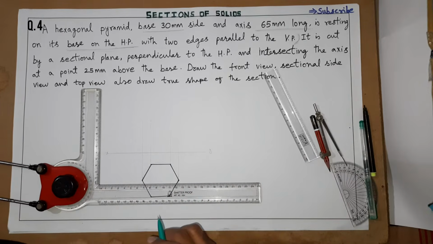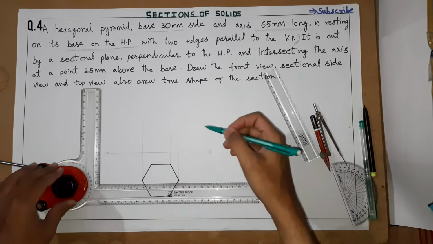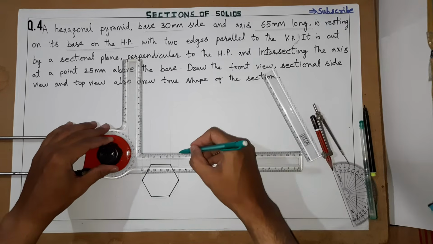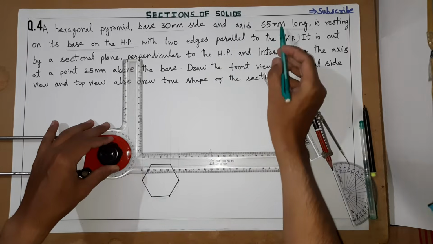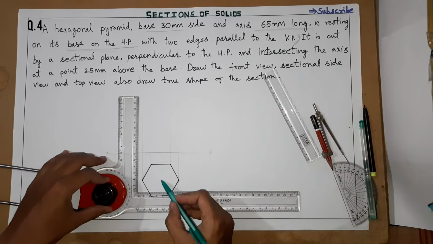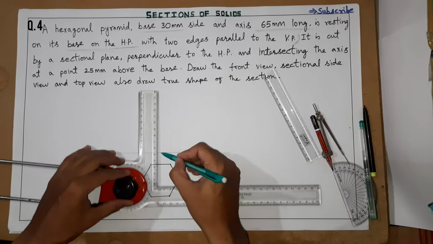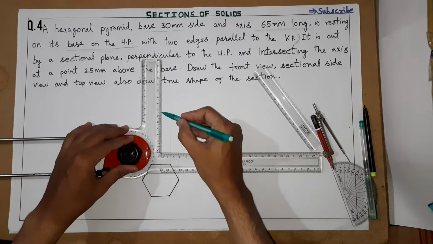The base of the hexagon is resting on HP, so from here only the base of the pyramid starts. This is the front view we are drawing now. Front view looks like a triangle. So this is the base, and the axis is how much? 65. So from the center you take another projector and go up for a height of 65 mm. So here is 65 mm.